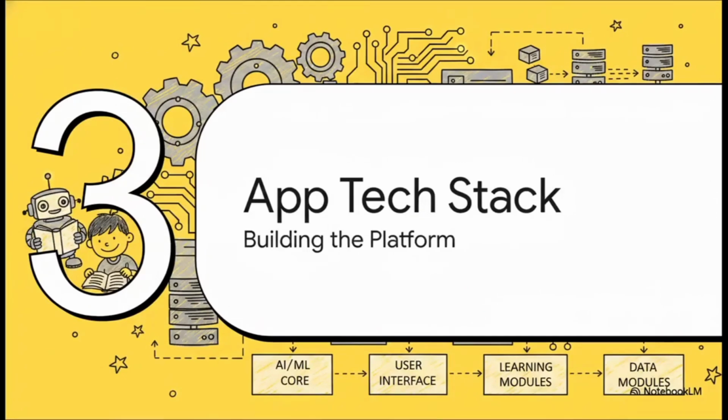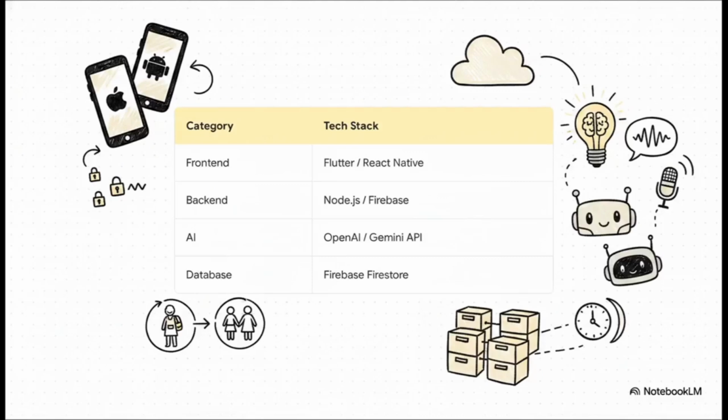Okay, let's get a bit technical. Part 3, the app technology stack. We're gonna slow down just a second here for the developers and tech entrepreneurs out there, because this is the exact architectural blueprint you'll need. For the front end, the source highly recommends Flutter or React Native. This is super smart because you save a ton of time and money building a smooth app for both iOS and Android from just a single code base. For the back end, Node.js paired with Firebase is going to handle your user authentication and server logic.